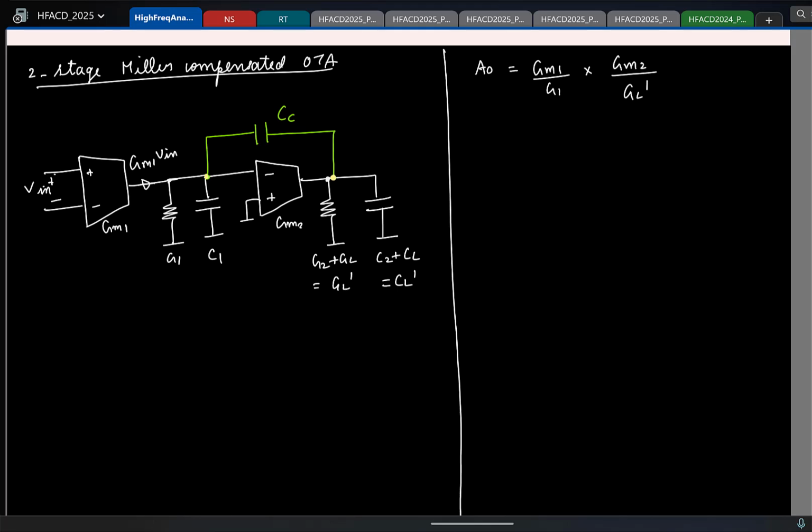So let's write the pole zeros. Let's again write the pole location so that you get used to this. The low frequency pole is how much? I look at the total capacitance here. How much is that? C1 plus 1 plus GM2... Yeah, 1 plus, let me write it, CC times that gain, 1 plus GM2 by GL prime. And what is the conductance here? G1. Okay.